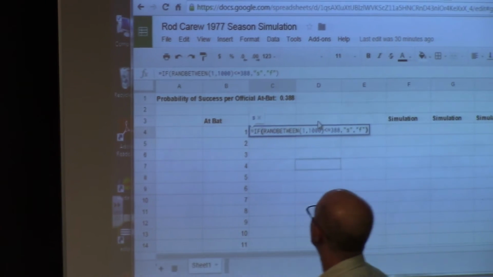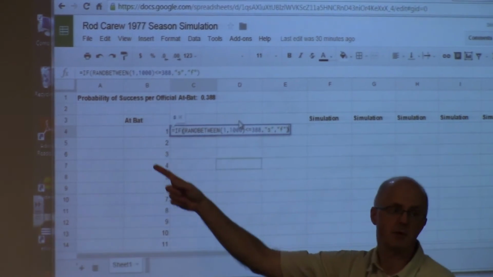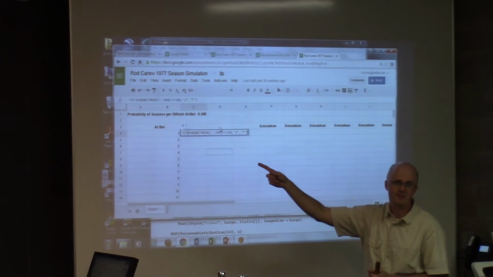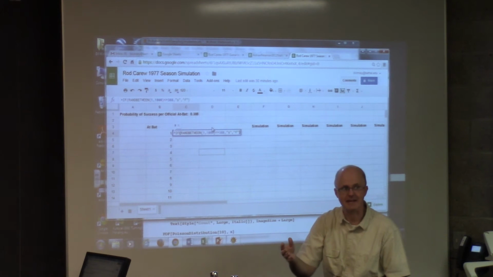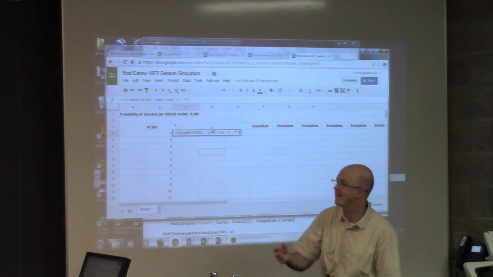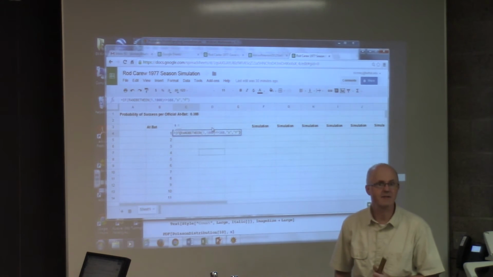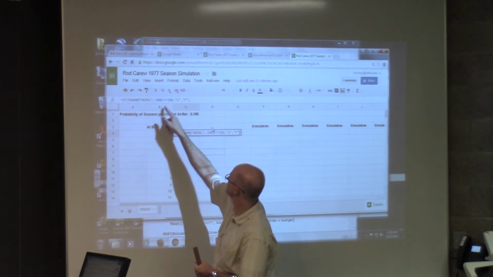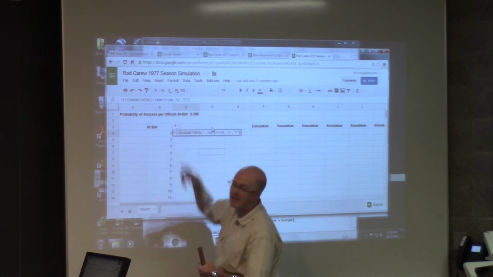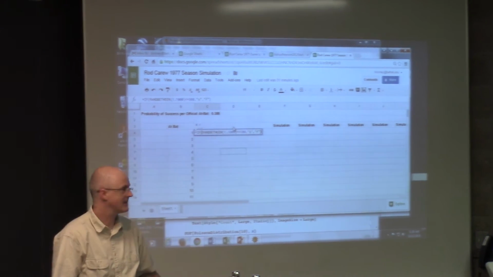So what's this going to do? Let me remind you what it's going to do. RANDBETWEEN is going to generate a random whole number between 1 and 1,000. The first 388 of those I'm thinking of as being a hit, success, because his average is 0.388. The other 612 of them I'm going to think of as failure. And so by doing this, it's going to return an S if this is true, and an F if it's not true. So it should be an S about 38.8% of the time.